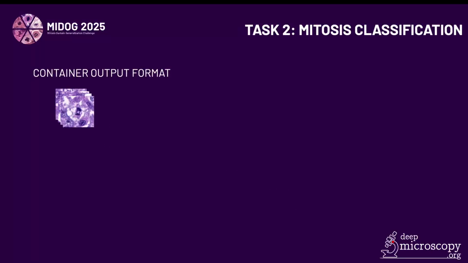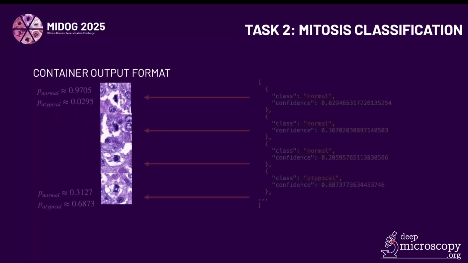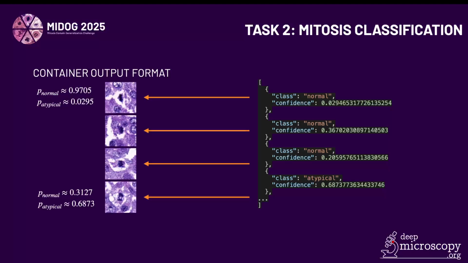Now, as you can imagine, we take this stack of images, do a classification for each, and for each we get a probability for normal and a probability for atypical. In this challenge, we want you to yield the atypical probability as the output together with the classification decision, for example, normal or the other option, atypical, as you see in the example on the right-hand side.